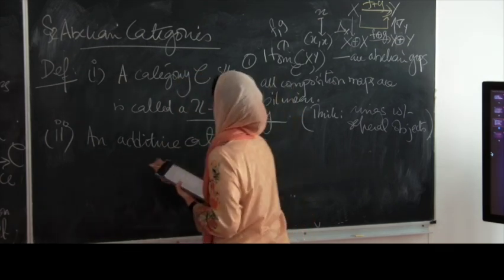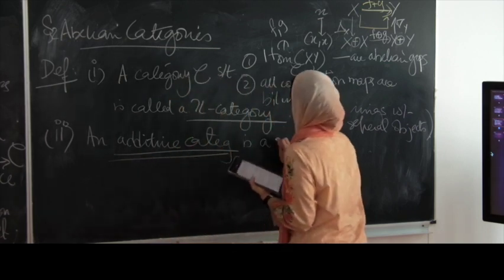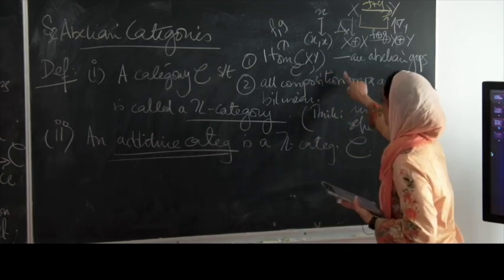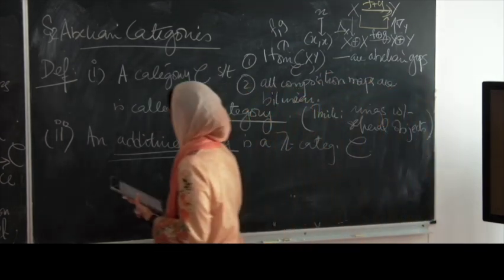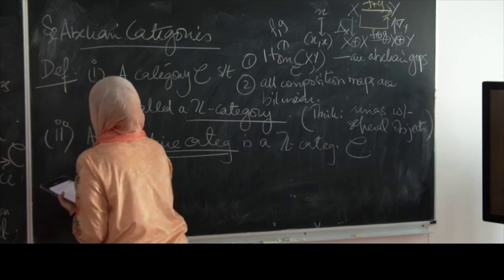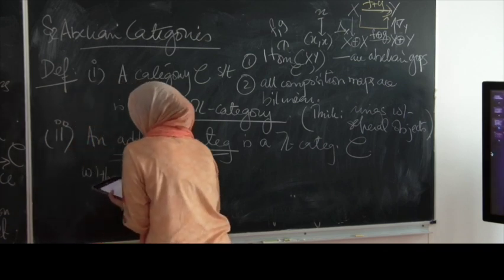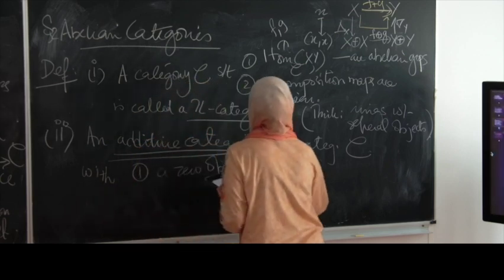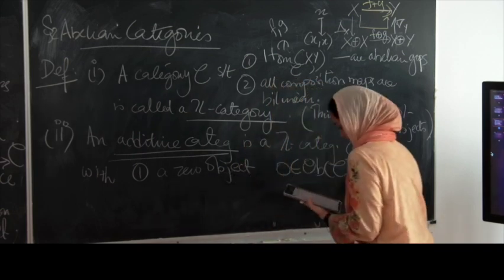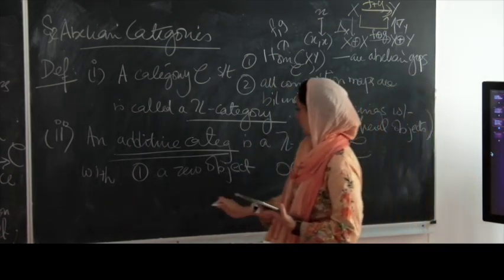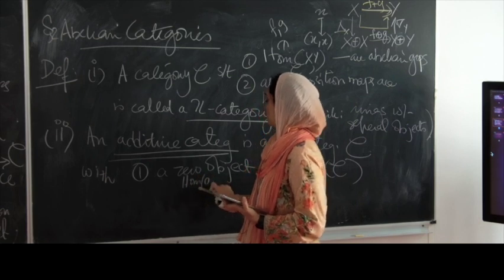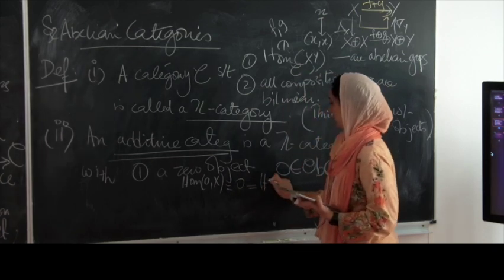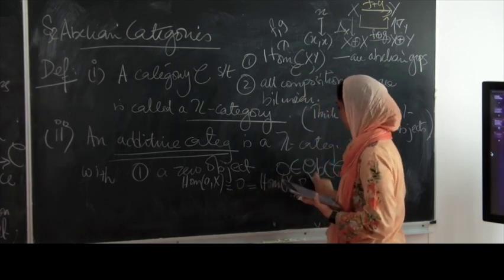Now I'm defining the additive category as a Z category, which means that these two conditions hold, with one, a zero object. And what does this do? If you take homs from the zero object to any other object you get zero, and if you take homs from X to the zero object you get zero.